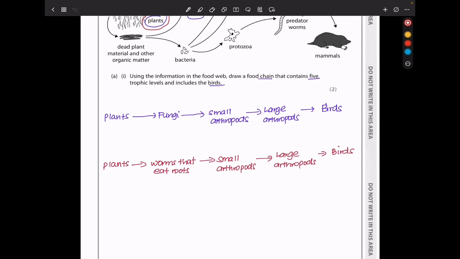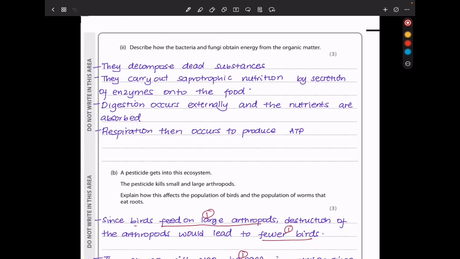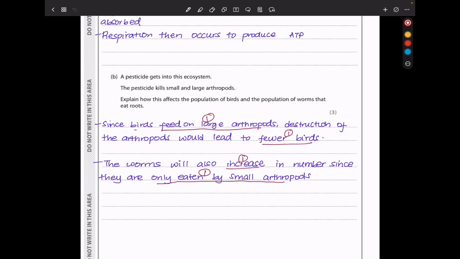When you draw a food chain, the arrow has to face towards the organism that is the consumer. So in this case, we can see the fungi are eating the plants and the small arthropods are eating the fungi and so on. And here they say describe how bacteria and fungi obtain energy from the organic matter. They do so by decomposition of substances. They secrete enzymes onto the food sample. External digestion takes place, and then the nutrients are going to be absorbed in order for respiration to be carried out to produce ATP.